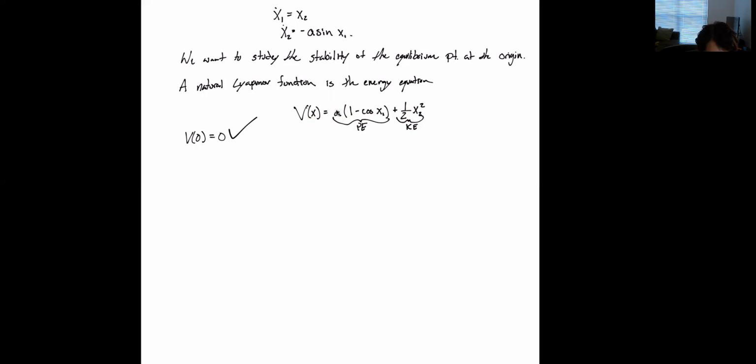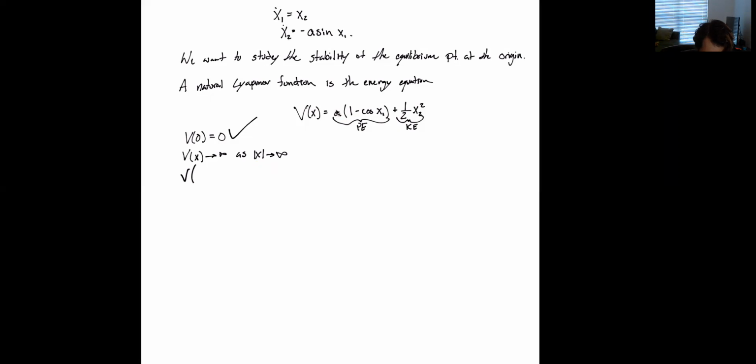The next thing we want to check is that V is radially unbounded. Namely, V of x goes to infinity as the norm of x goes to infinity. We can check here. This first component is bounded, right? However, this component is unbounded. So as the norm goes to infinity, or x1 and x2 go to infinity, this also goes to infinity.